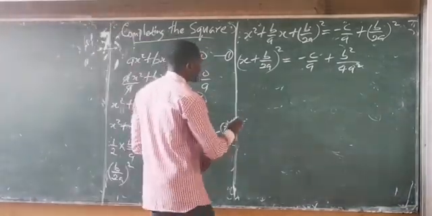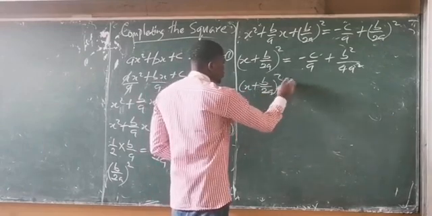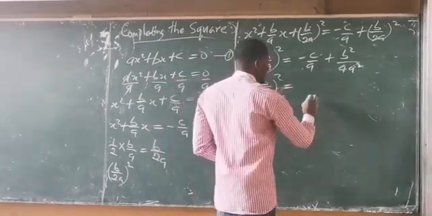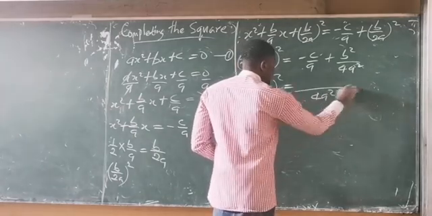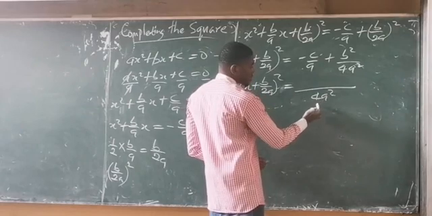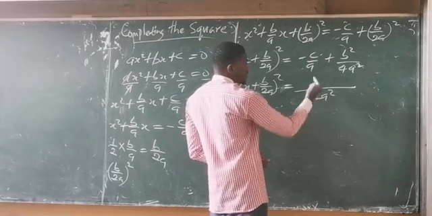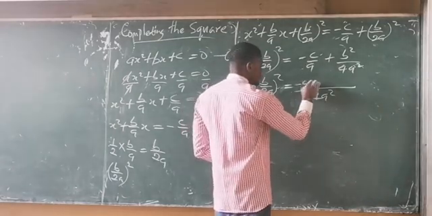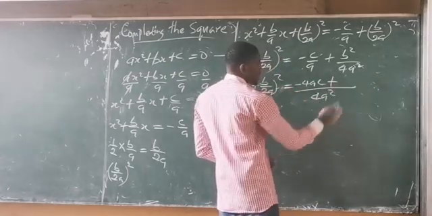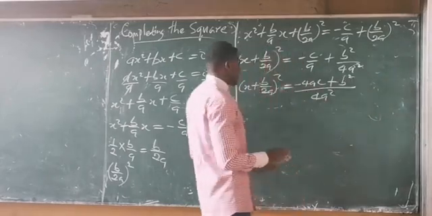Alright, so you have x plus b over 2a all squared is now equal to, take the LCM here. LCM here is 4a squared. Okay, so 4a squared divided by a. One of the a cancels out, so we are left with 4a. Of course, one of these a will cancel one of these a. We are left with 4a. 4a times minus c will give us minus 4ac, plus 4a squared divided by 4a squared is 1. 1 times b squared gives us b squared.